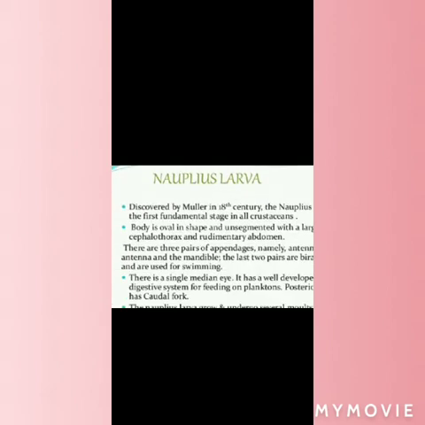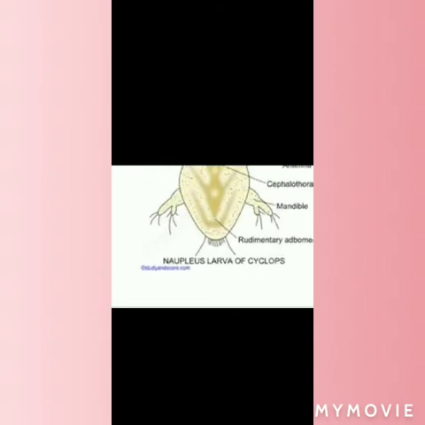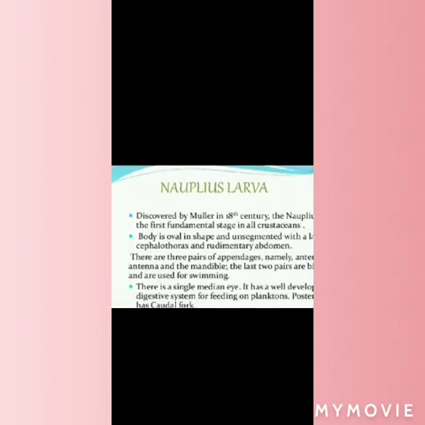So this is the nauplius larva which was discovered by Muller in the 18th century. The nauplius larva is the first fundamental stage in all crustaceans. The body is oval in shape and unsegmented with a large cephalothorax and rudimentary abdomen. There are three pairs of appendages, namely antennules, antenna and mandibles, right?